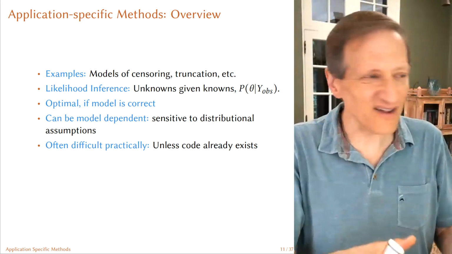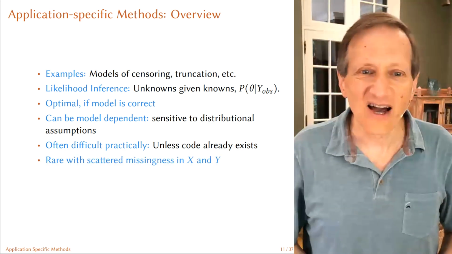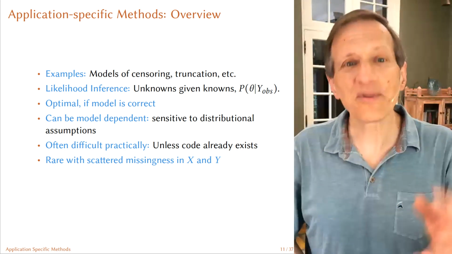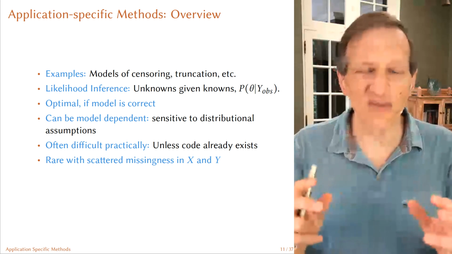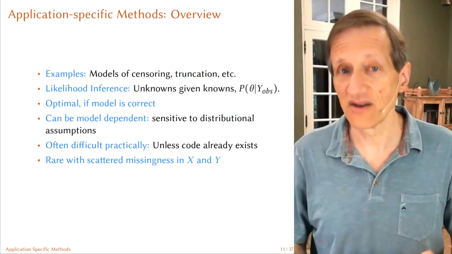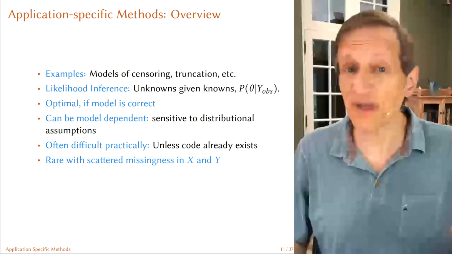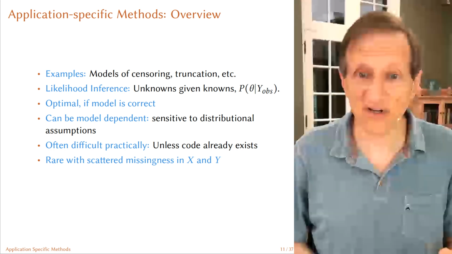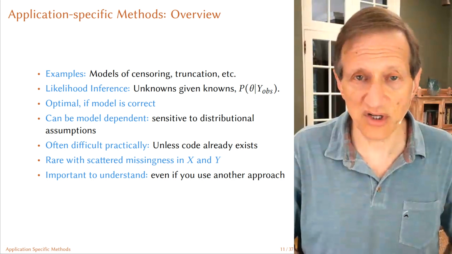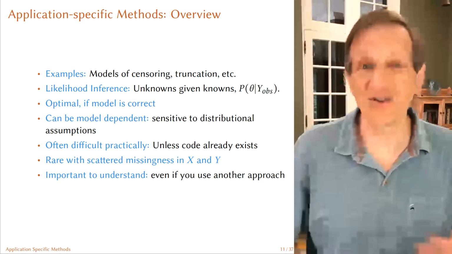So if you change models, you have to come up with a specialized procedure. Sometimes code exists, and that'll make it easier. Application-specific methods available for scattered missingness through y and x are pretty rare. So they may solve problems in specific cases, sometimes optimally, sometimes better than multiple imputation, but they're more difficult because we have to tune them to the particular problem, and they don't exist for the most part.